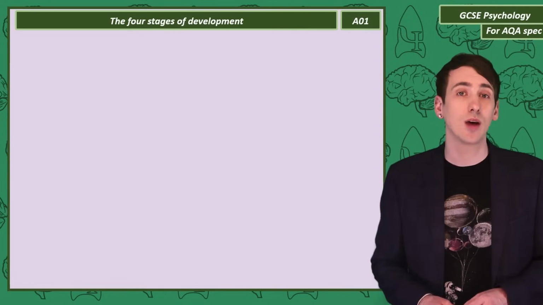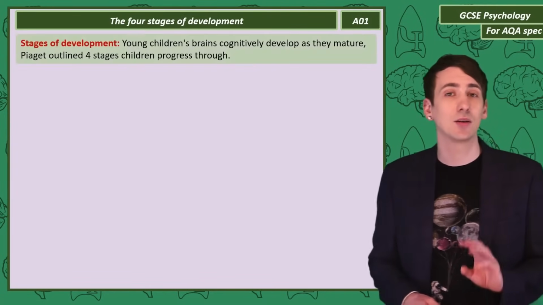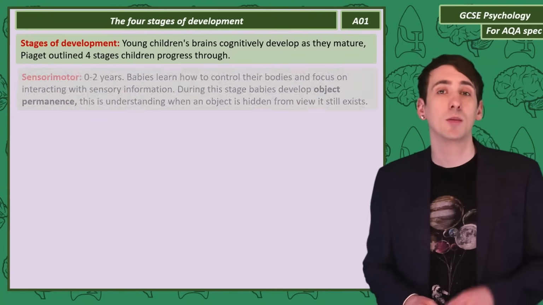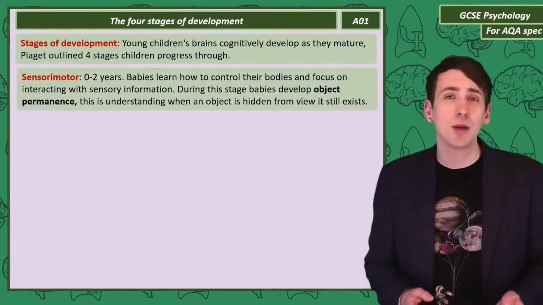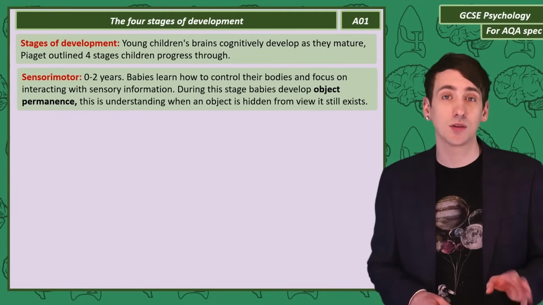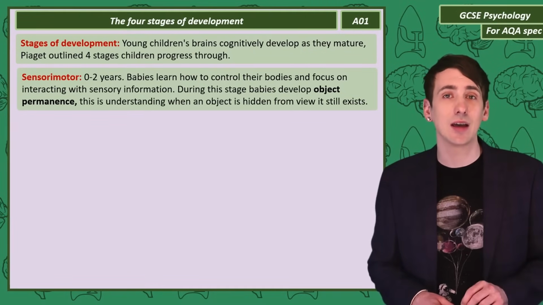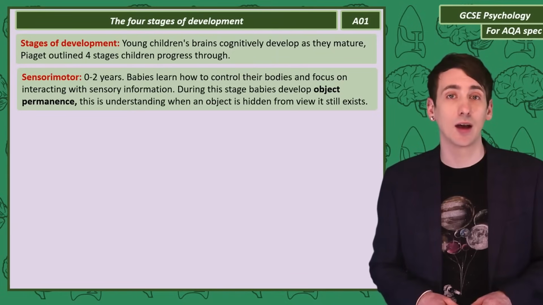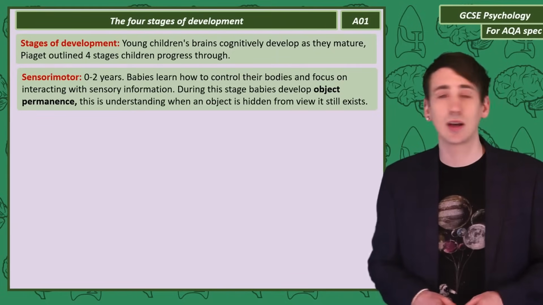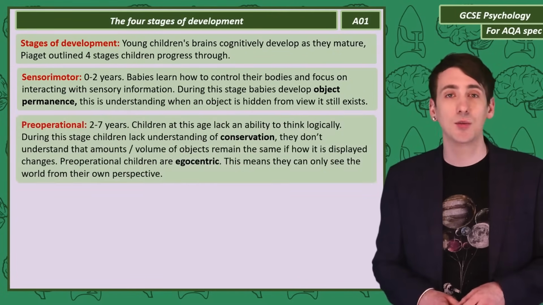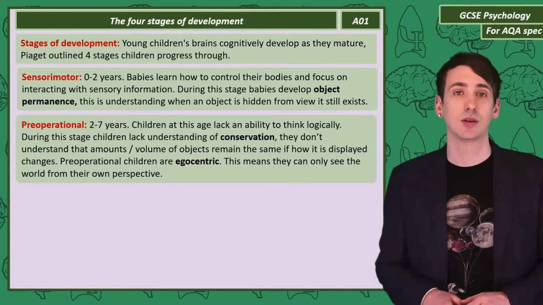Piaget broke down the cognitive development of children's brains into 4 distinct stages. Firstly, sensorimotor. Between 0 and 2 years old, babies are just first learning how to control their bodies. They're interacting with sensory information, and at this stage develop object permanence, meaning they start to understand that an object still exists, even if it's hidden from view. The second stage is pre-operational. This is between 2 and 7 years old.